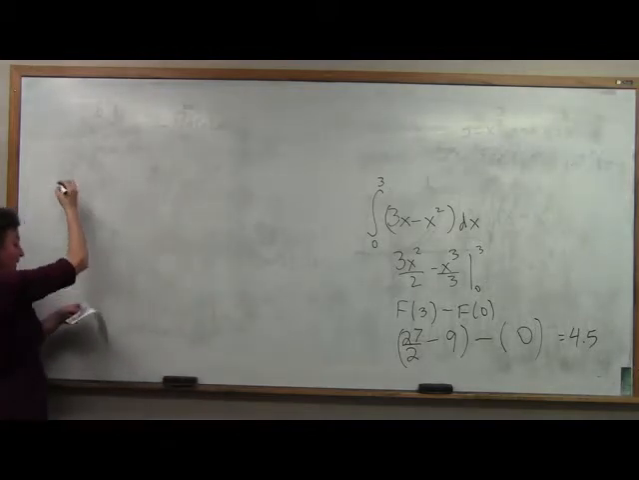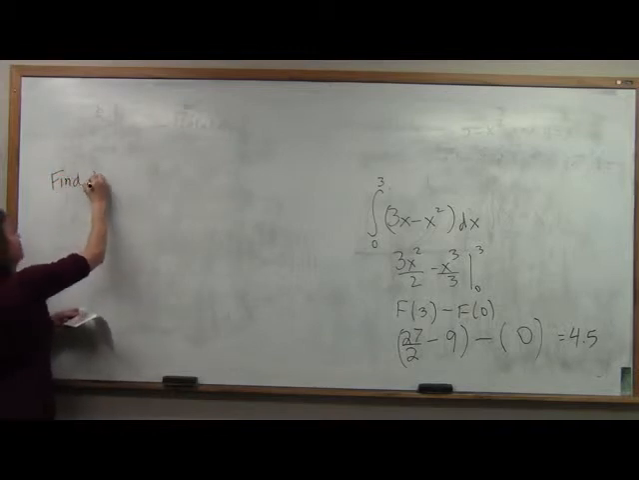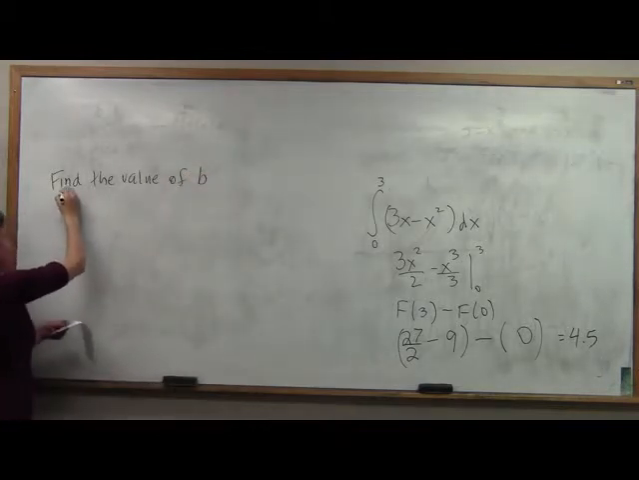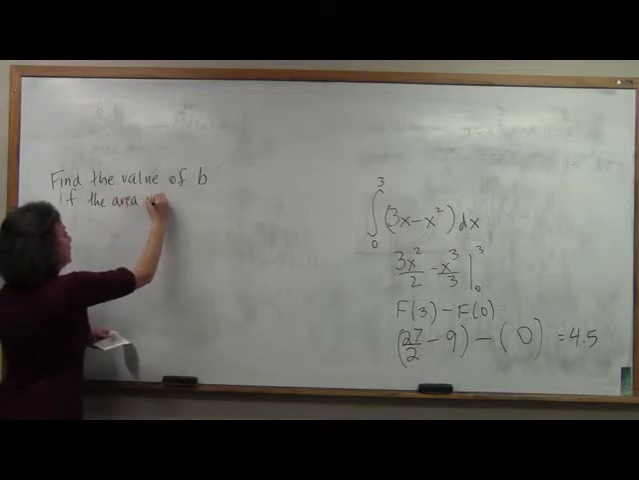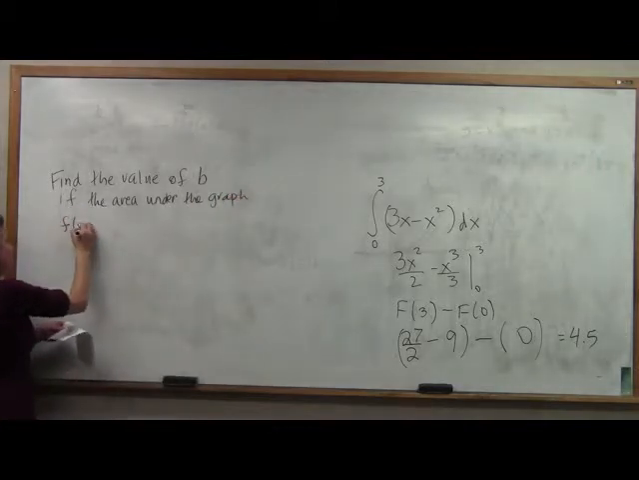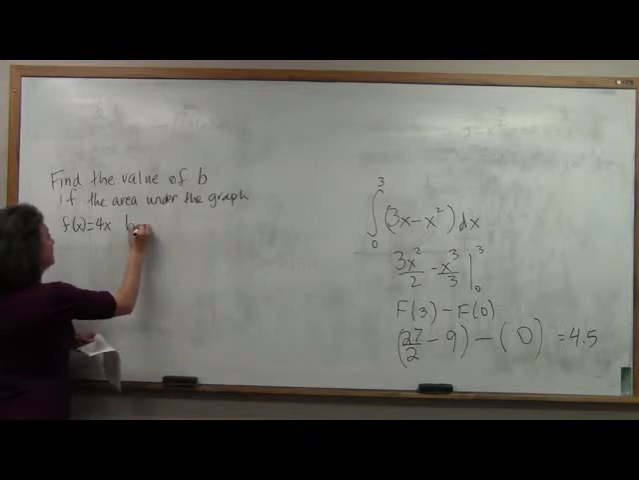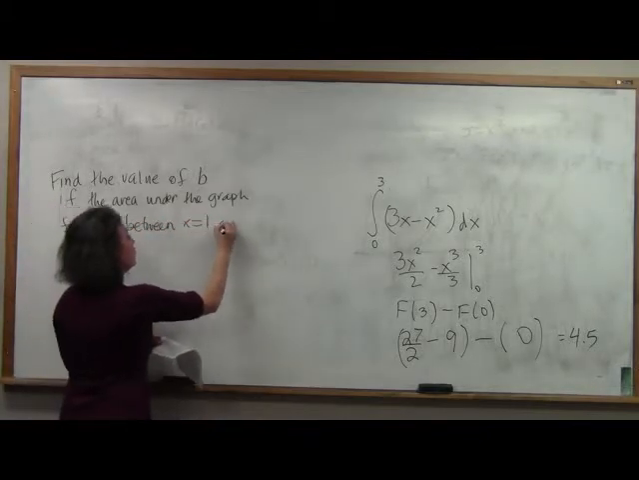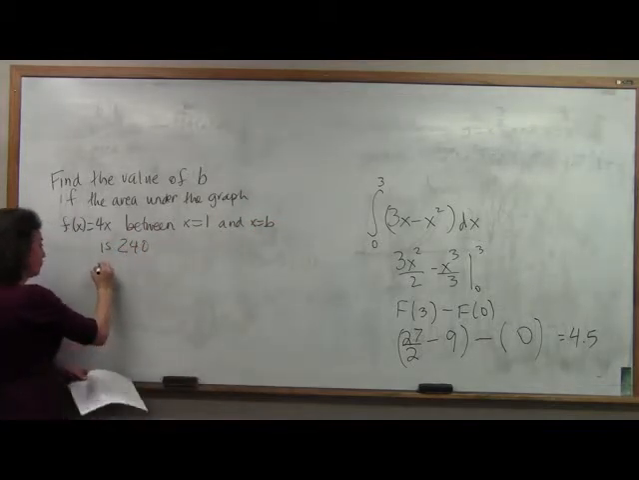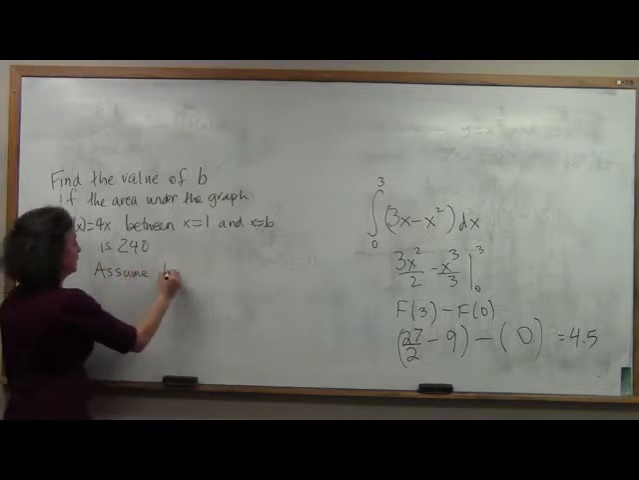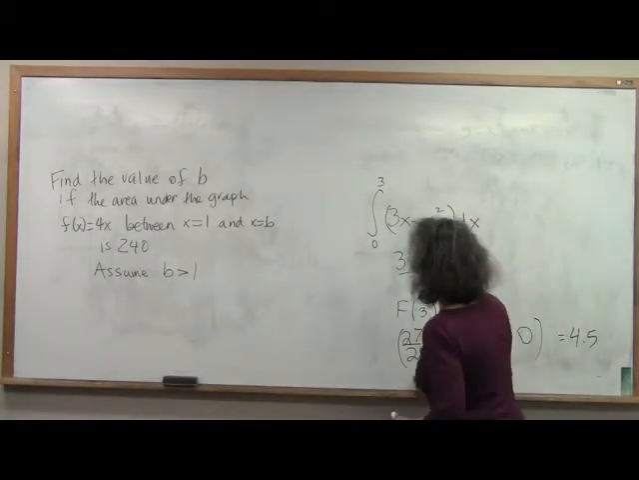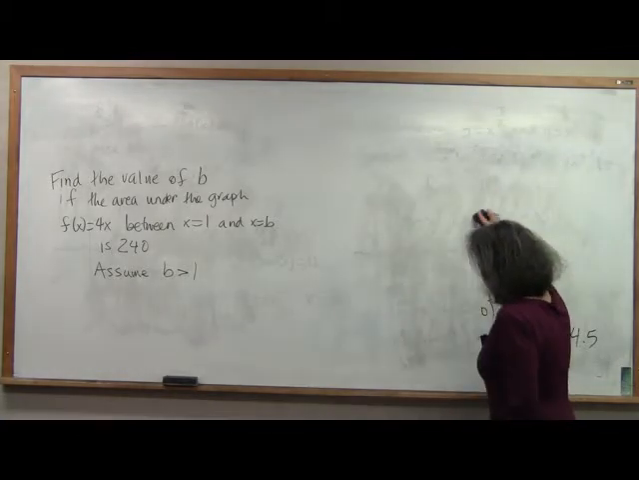Suppose now I want you to find the value of b if the area under the graph f of x equals 4x between x equals 1 and x equals b is 240. And we're going to also make an assumption that b is greater than 1. These are really cute types of questions.